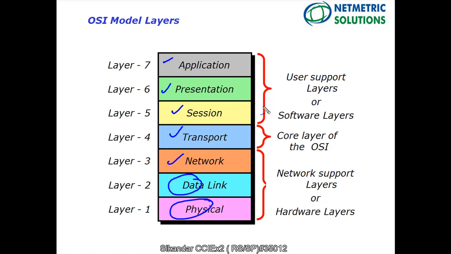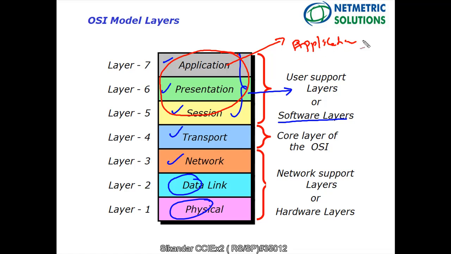Now in these layers, the top 3 layers we generally refer to as software layers, or normally user support layers, which means this process happens generally inside your PC, inside your application. Mostly they are application-specific processes. Whereas the bottom 3 layers, actually the first 3 layers, we generally refer to as hardware layers.